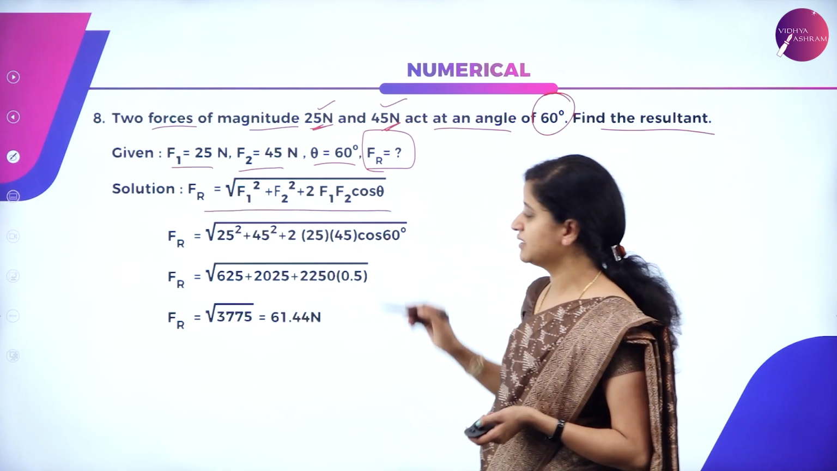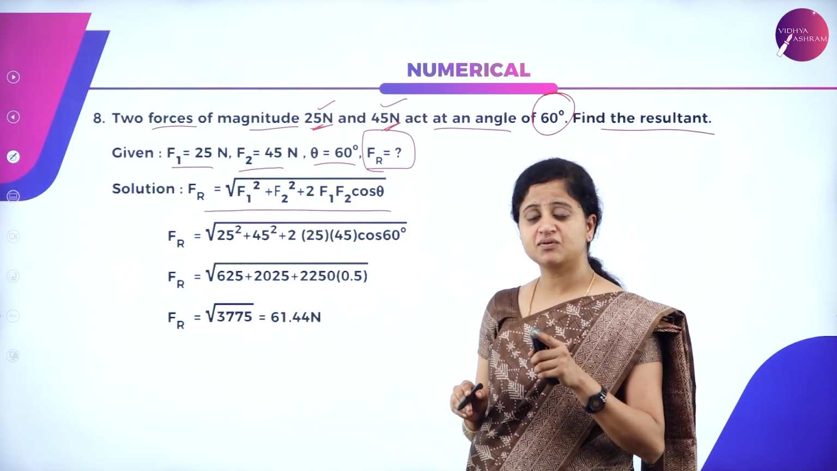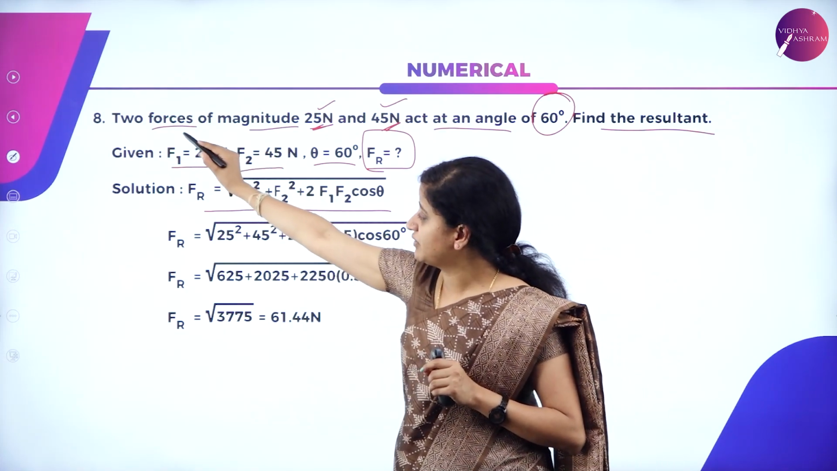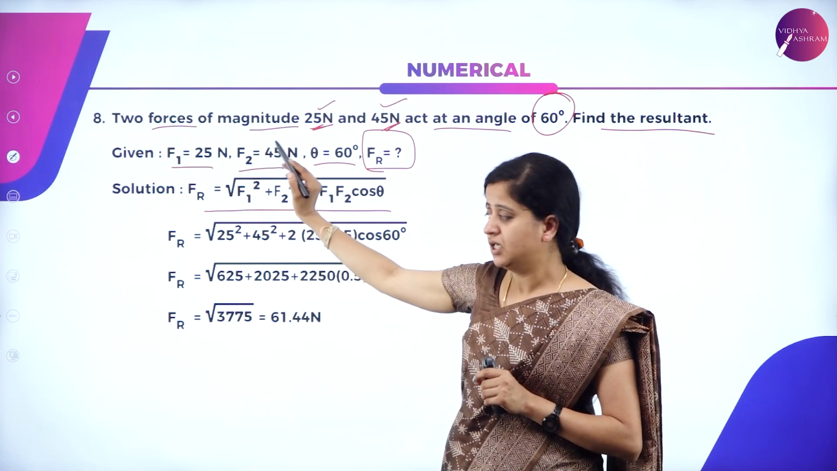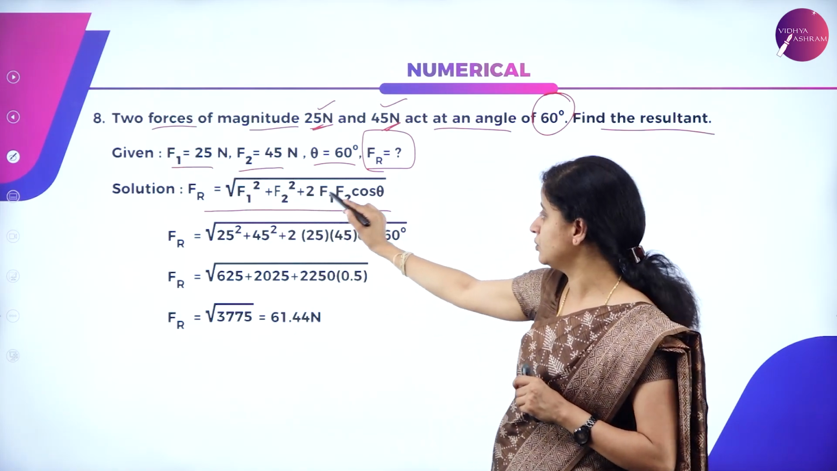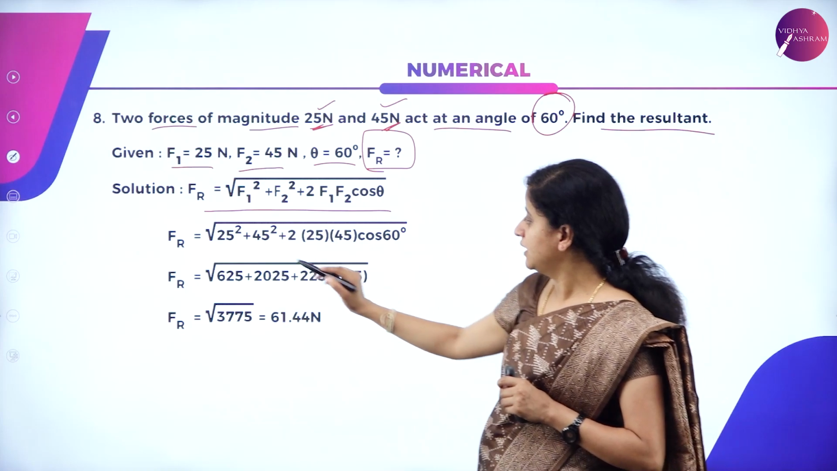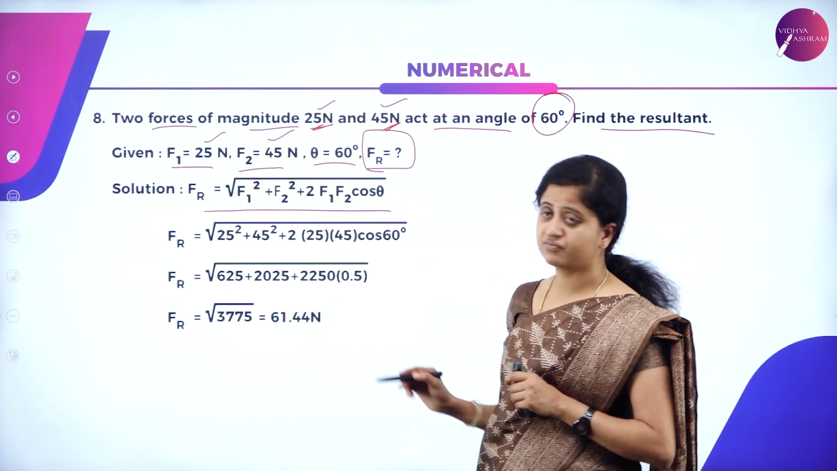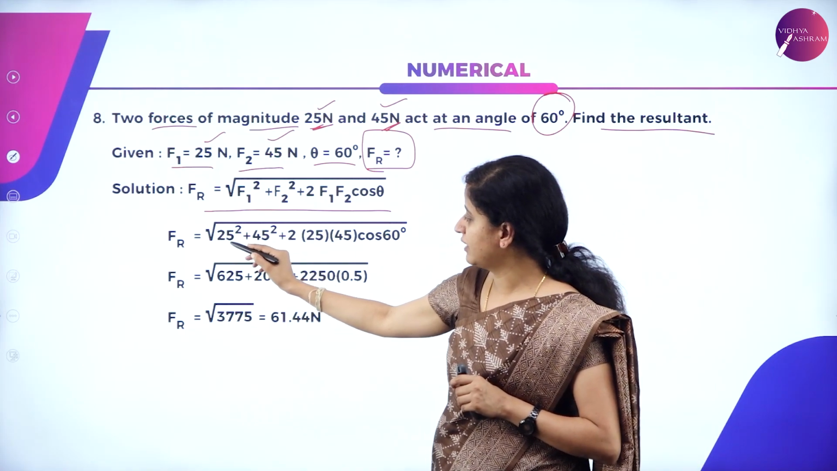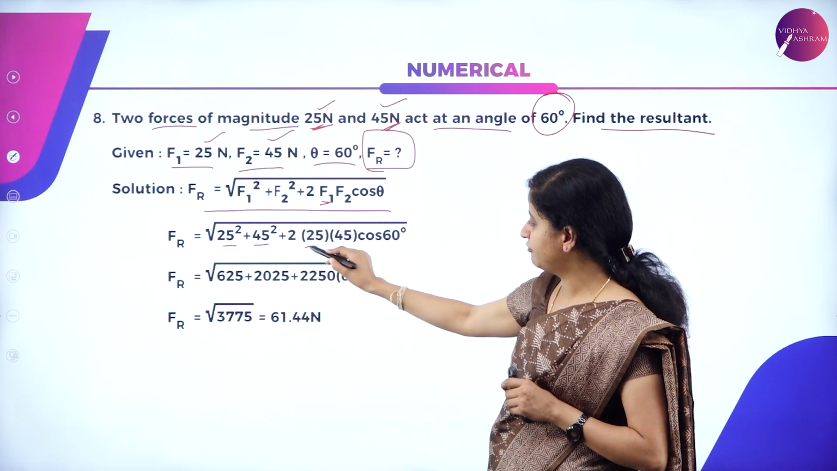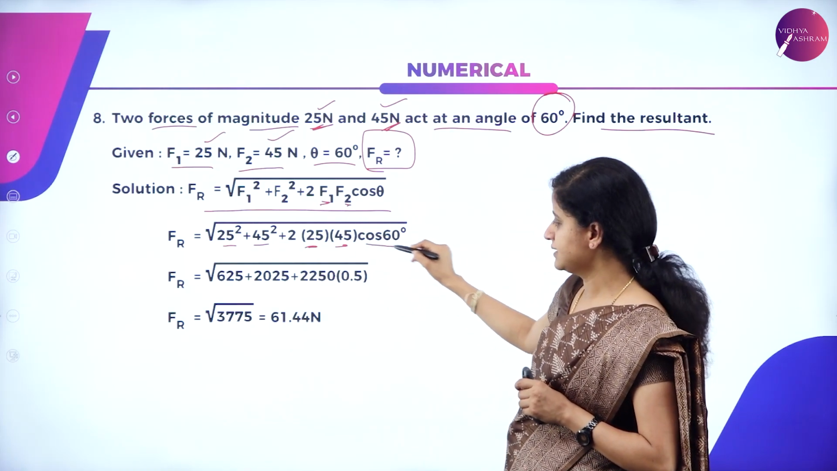It is given by the formula, that is root of A square plus B square plus 2AB cos theta. Here we have taken the terms as F1 and F2, and we can write the same as root of F1 square plus F2 square plus 2 F1 F2 cos theta. Let us now substitute all the values. F1 value is 25, F2 value is 45, so it becomes root of 25 square plus 45 square plus 2 into F1 25, F2 45 cos 60.